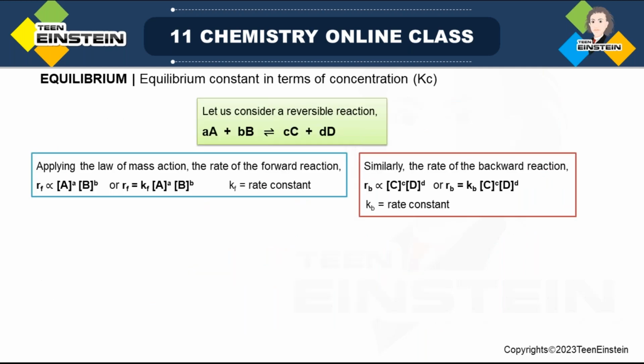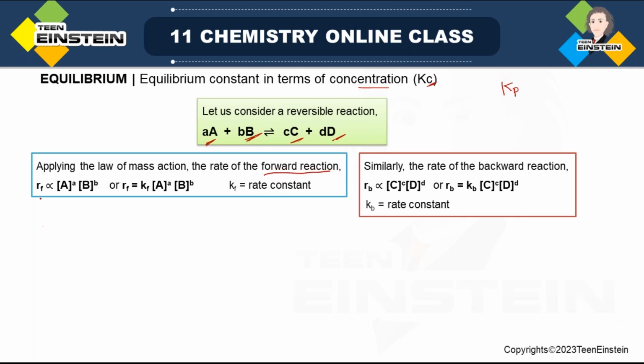Now what we'll do, from this law of mass action, we will try to reach another term which is the equilibrium constant. But remember, it is the equilibrium constant in terms of concentration, so that is why the subscript we are using is Kc. There is another constant which we will use later, not now, that is Kp. So here we have taken a reaction where a moles of capital A and b moles of capital B are producing c moles of capital C as product and d moles of capital D as another product. Now we will apply the law of mass action for the forward reaction first.